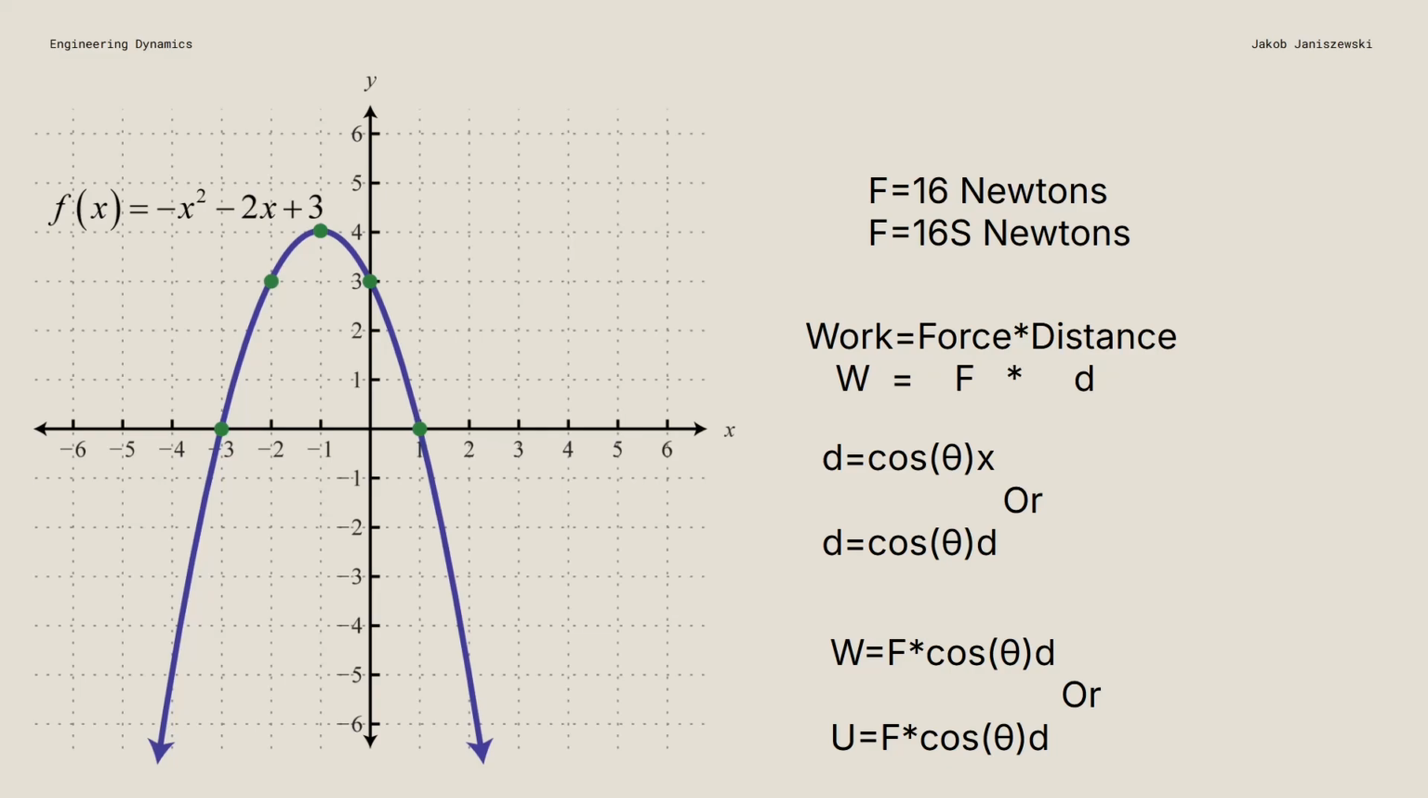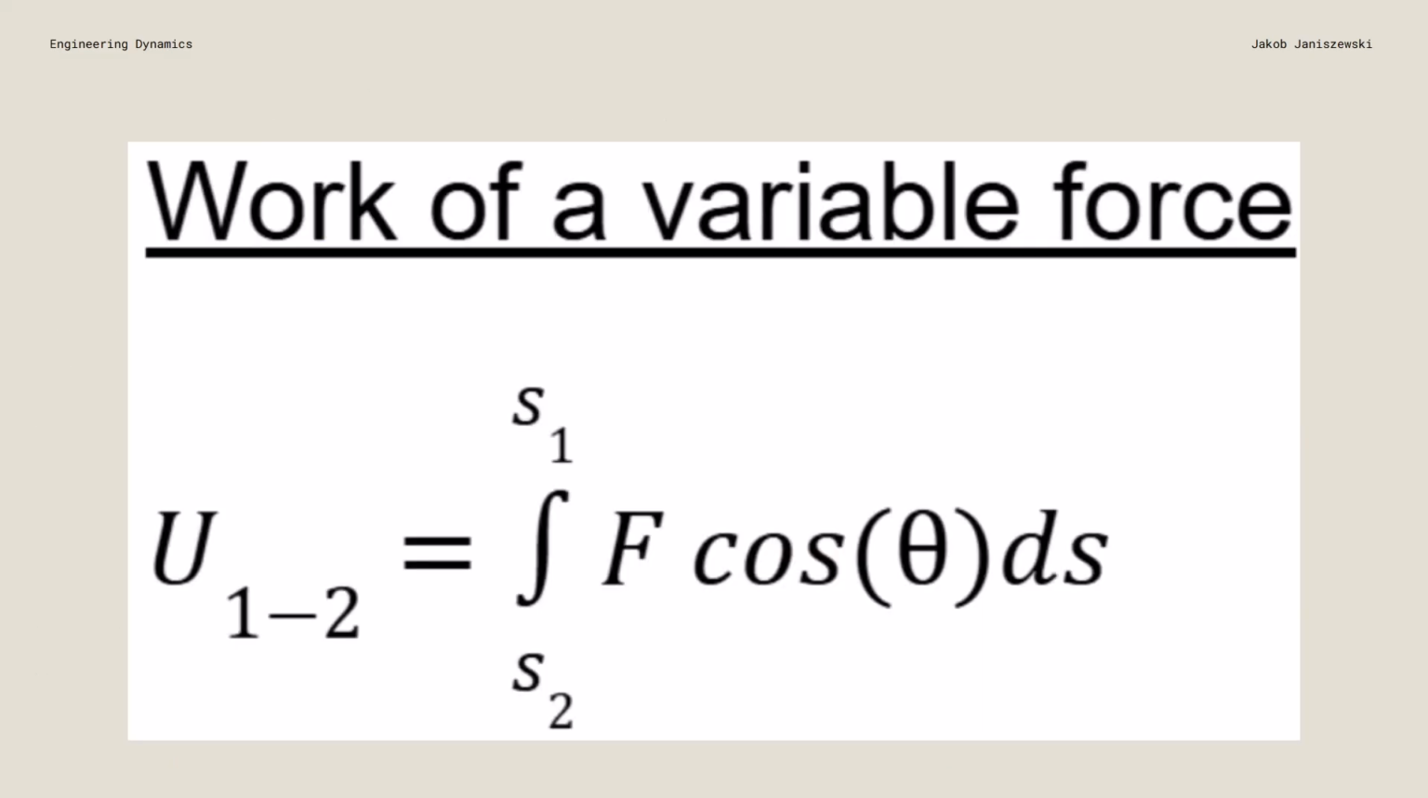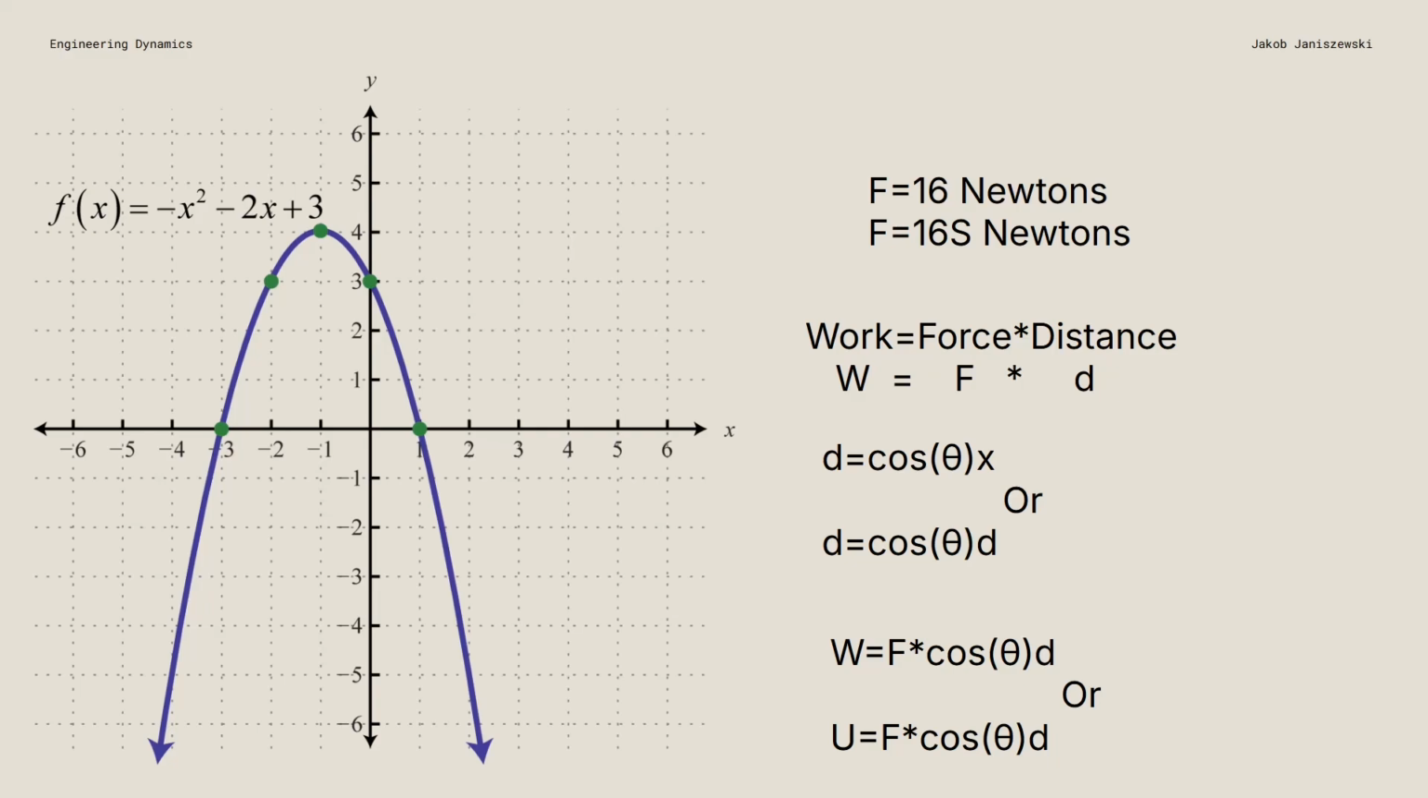So we're including cosine, which you could see here, cosine of theta of ds, right? Work equals force times distance. d cosine of theta of x could also be written as d cosine theta of d. I've seen it written as both. More commonly, I use the second option. And then this would give us our final, most basic formula for work, being W is equal to F times cosine of theta of d, or U is F times cosine of theta of d. It depends on if you use W or U for work.